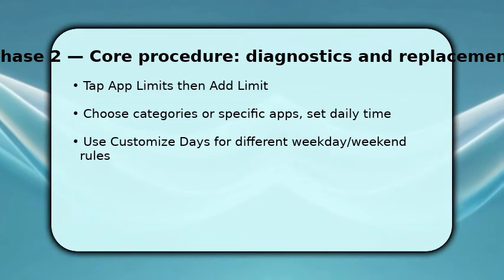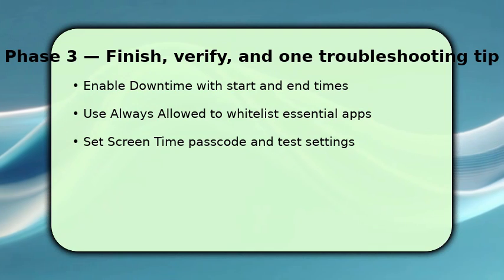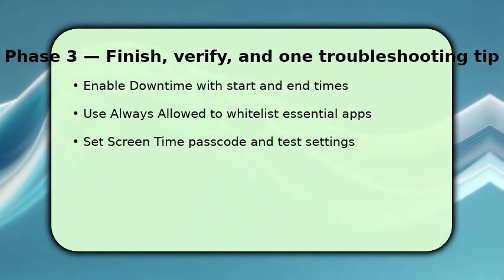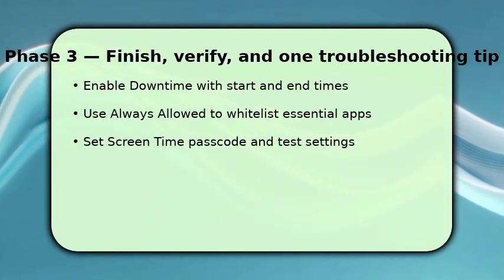Finish by enabling downtime to schedule device-wide pauses. Set start and end times to reduce use overnight, because consistent windows build routine. Then pick always allowed apps like phone or messages so critical functions remain accessible.